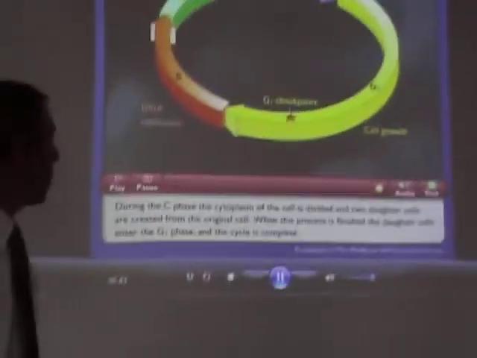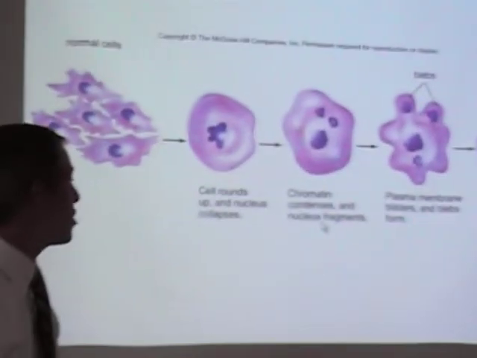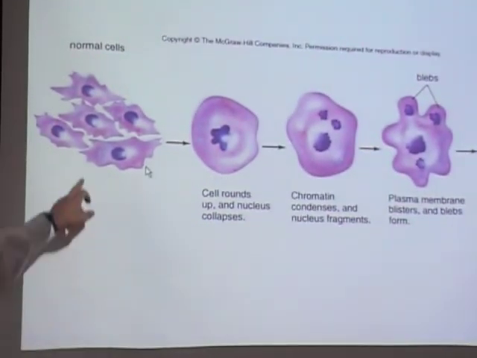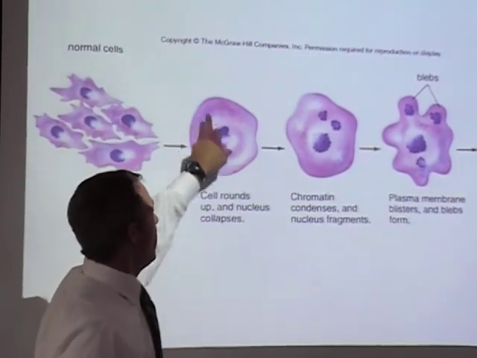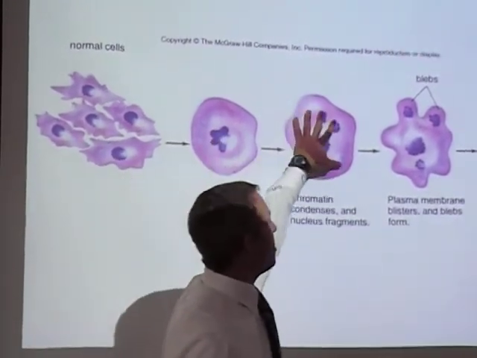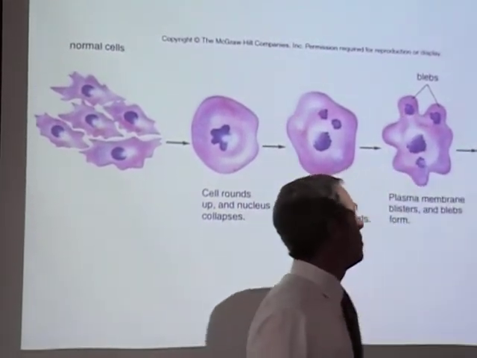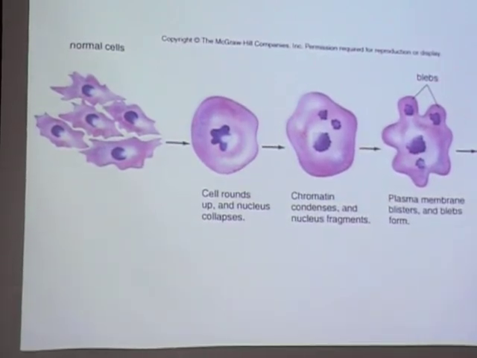Okay, here's what it looks like when a cell kills itself. This cell, something's wrong with it. And it becomes round, and the nucleus disintegrates, and the cell comes apart into pieces. And then the white blood cells clean it up. And the white blood cells clean up the dead pieces. That's called apoptosis. Cell suicide.